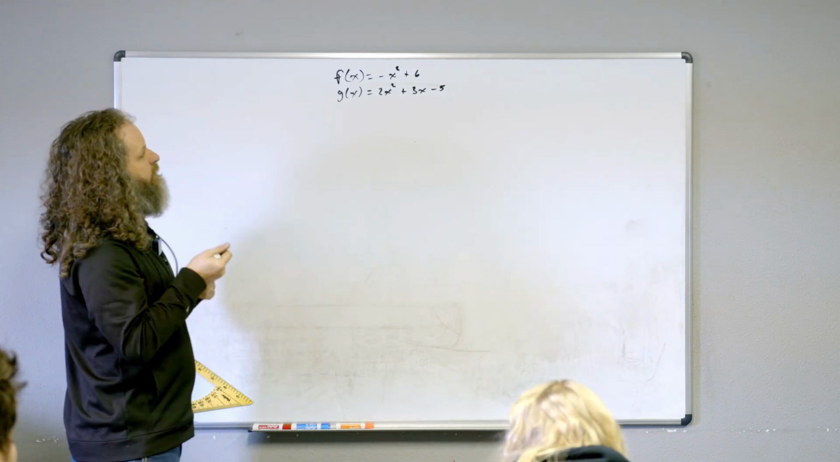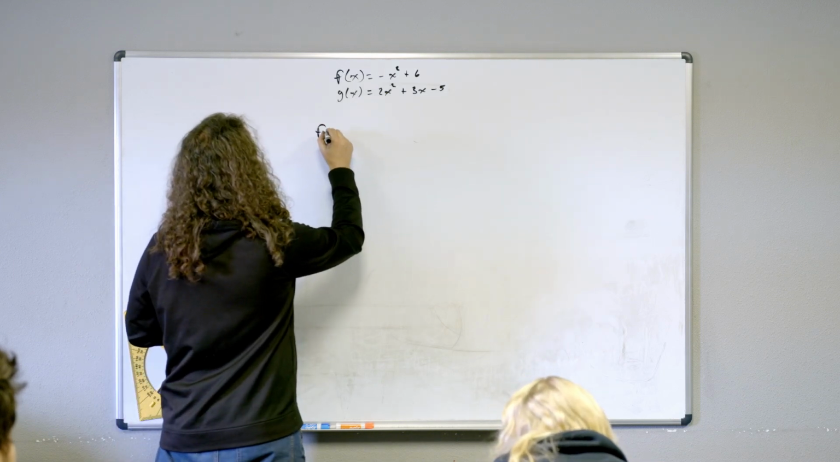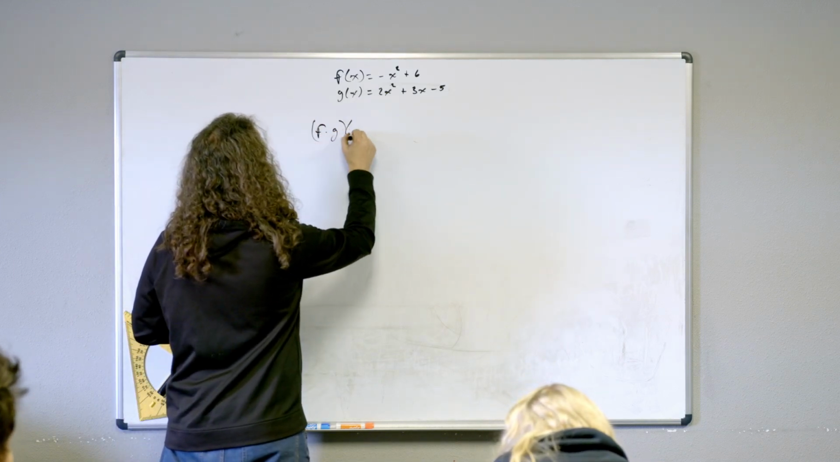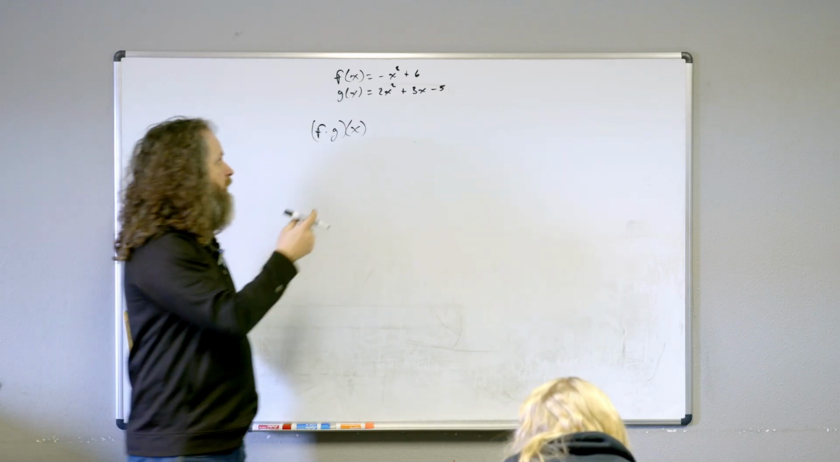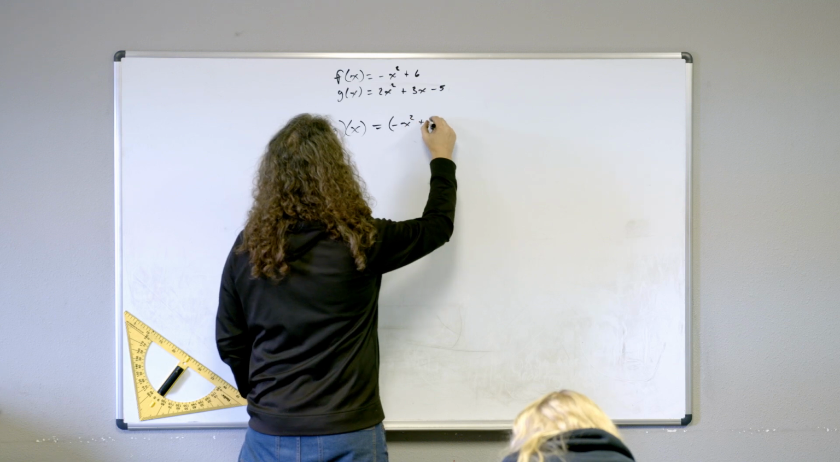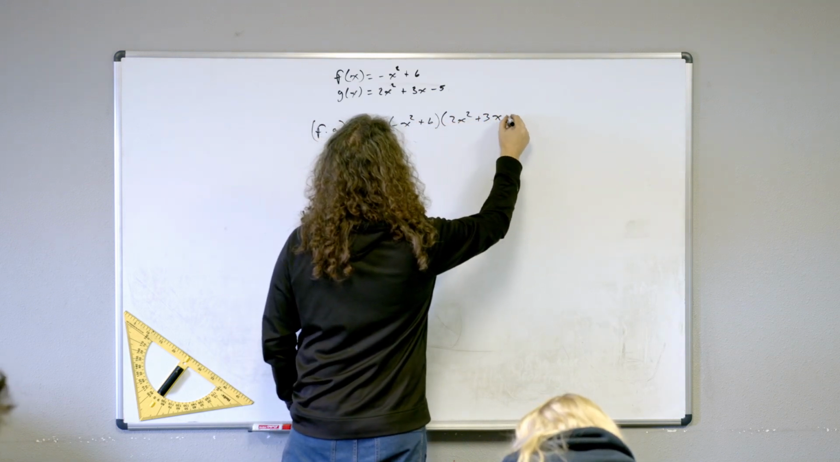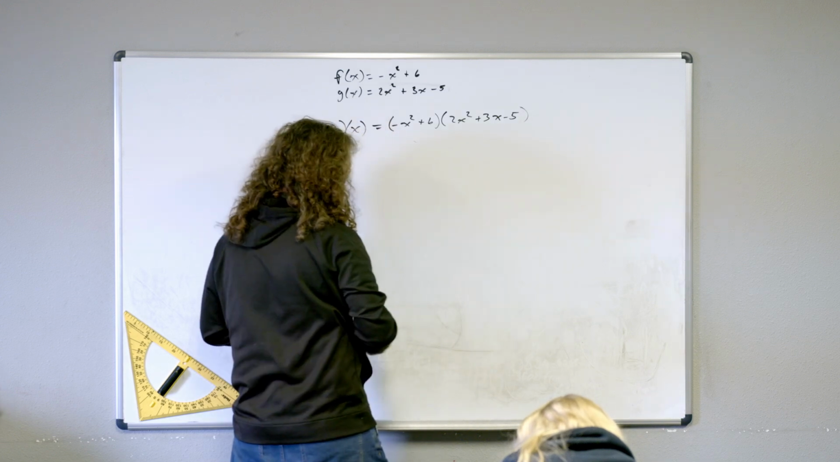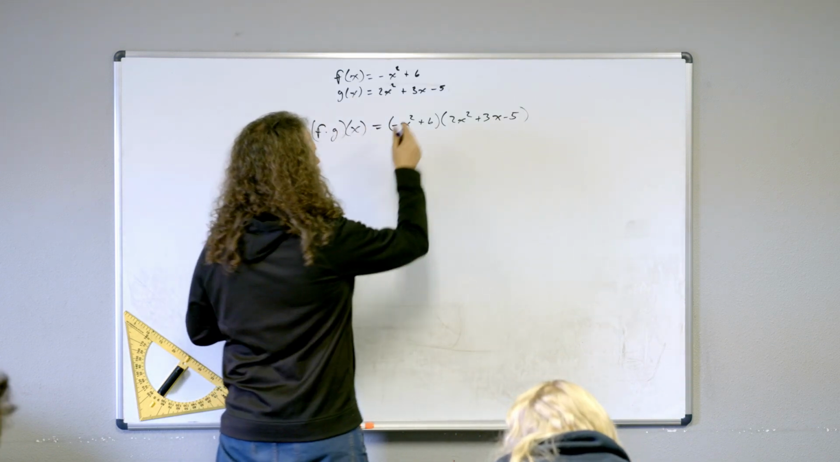Okay, so let's do f times g of x. All right, let's start with that. What do we do with that? A lot of distributing. That's absolutely accurate. Distribute this one.